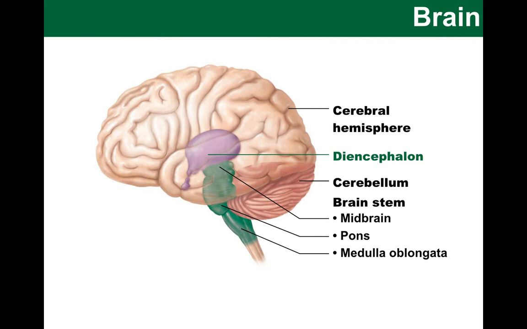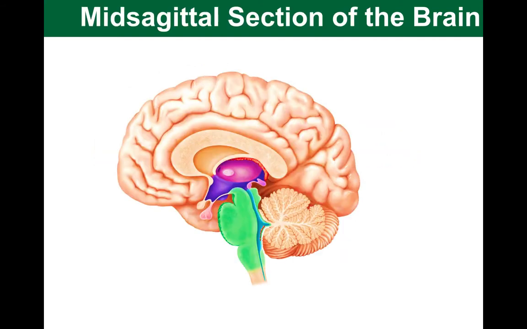Let's get back to the diencephalon. This structure contains three important parts that we will focus on: thalamus, hypothalamus, and epithalamus. Here we have a rather nice mid-sagittal view of the brain, showing the structures of the diencephalon, the area located inside the brain. So let's look at each of these three parts here.